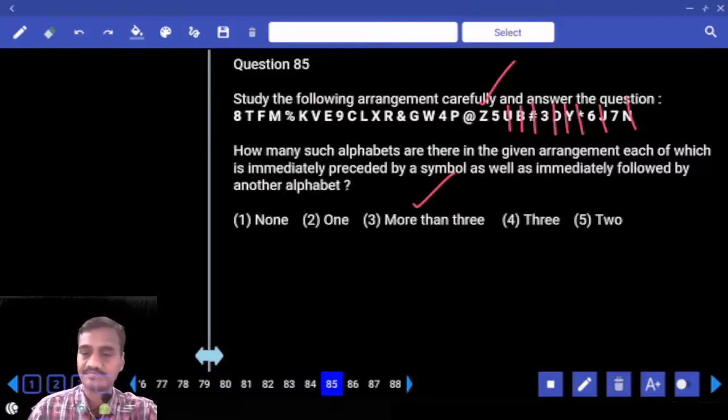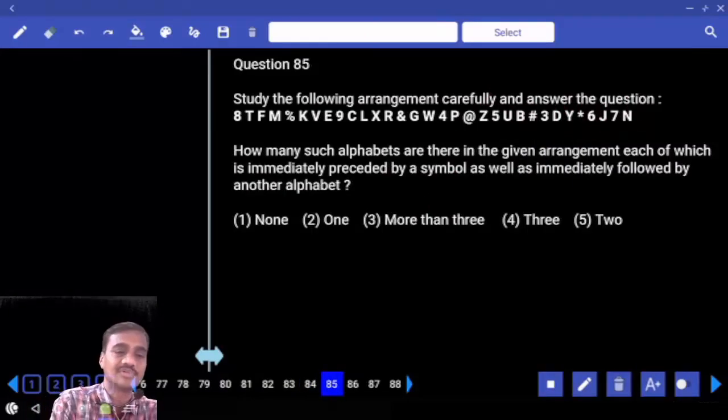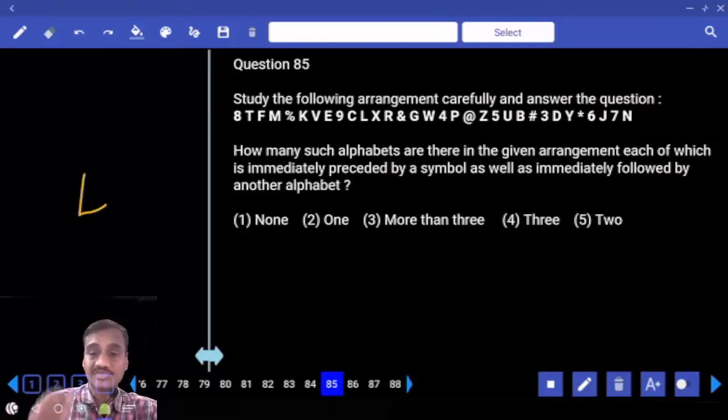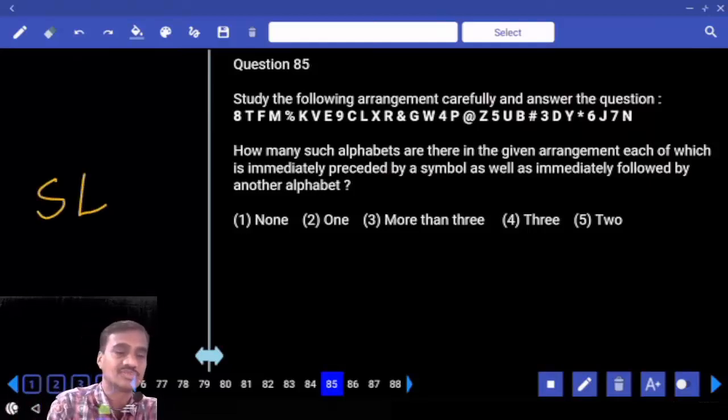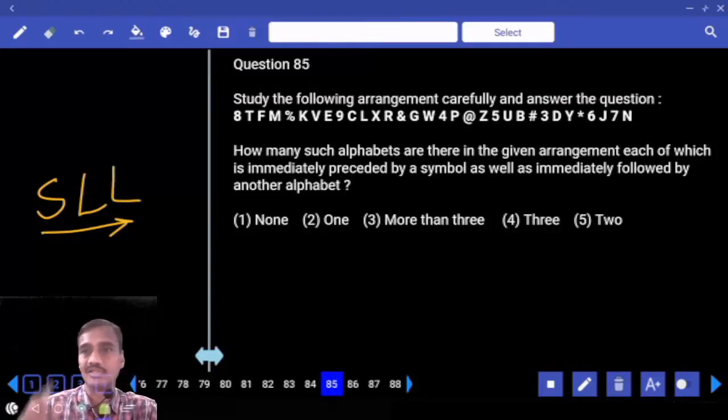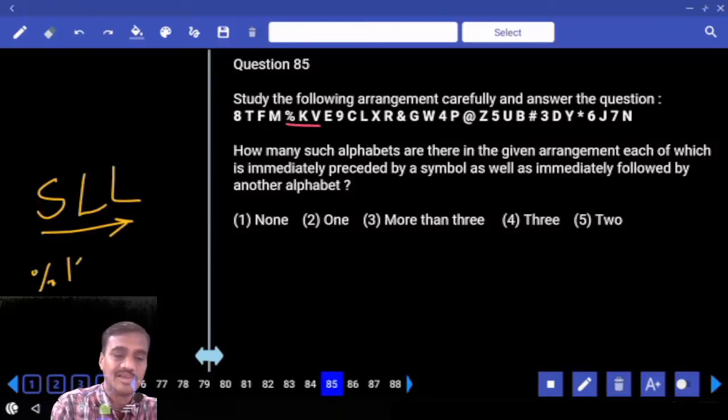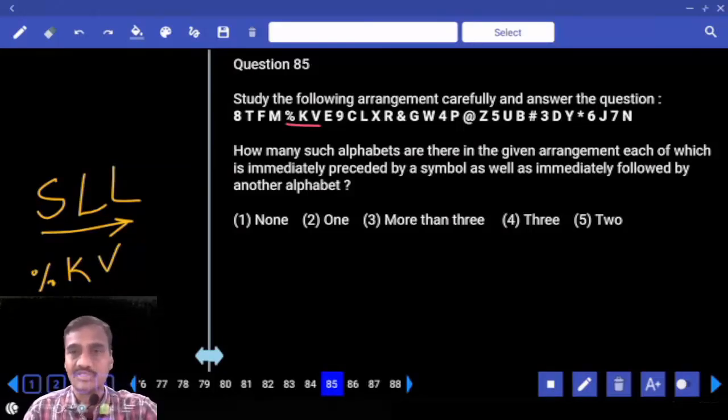Then next one, 85. How many such alphabets are there, meaning letters, each of which is immediately preceded by a symbol, as well as immediately followed by another alphabet. So the sequence should be symbol, letter and a letter. Let us start with this symbol. Percentage is a symbol, immediately followed by letter K, and again immediately followed by another letter, that is V. Symbol, letter and letter.